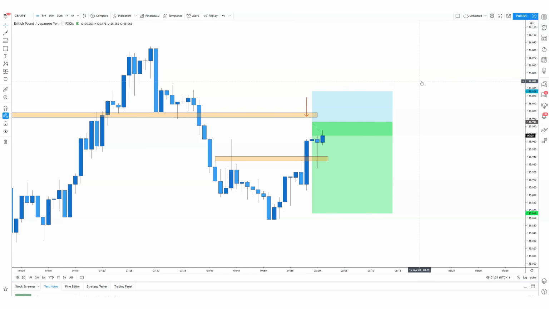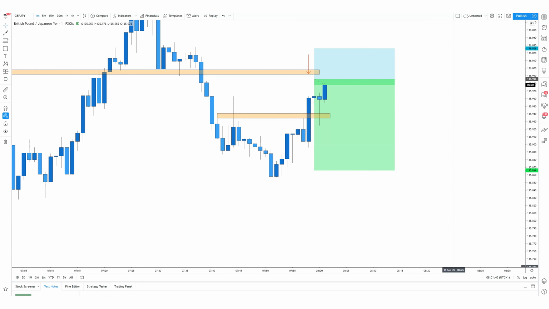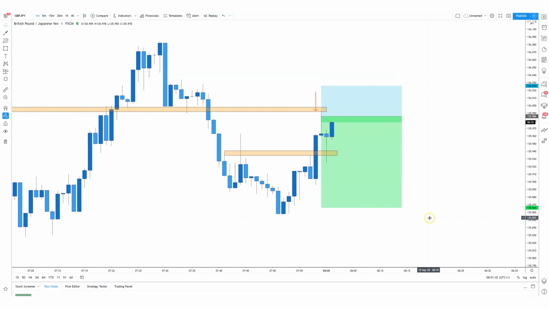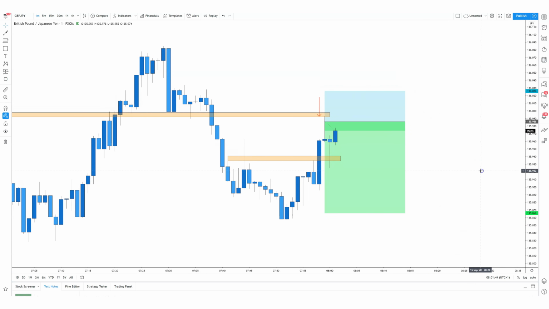Confluences for this trade: bearish structure down, a structural high key level in the market where we expect price to respect. We expect the targets of this market to get down to some of these lows, which we don't need it to. We just need to hit take profit. And now we've entered this trade. So let's see what happens.